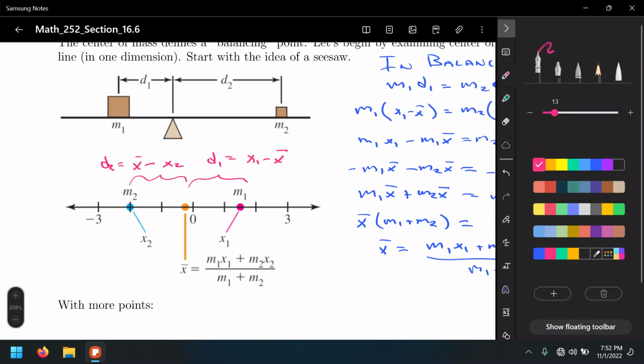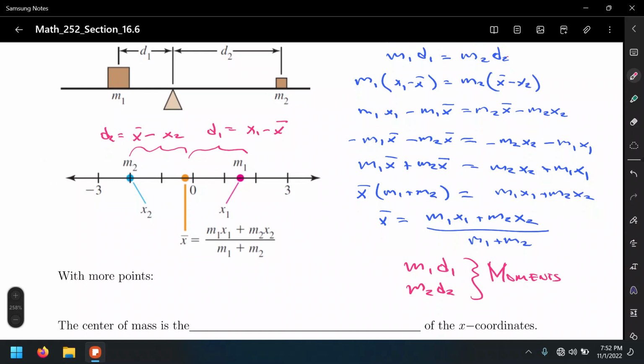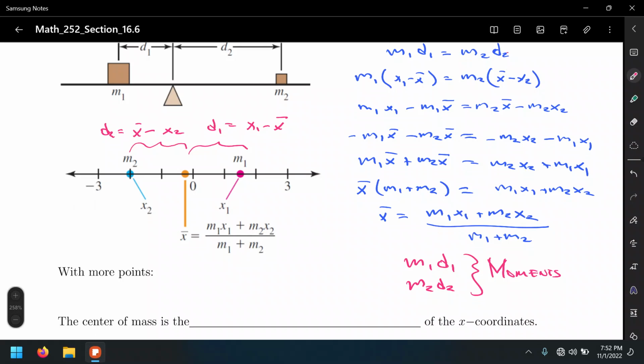So m1 d1 and m2 d2, these are called the moments, or moments of inertia later in 2D and 3D. And this moment, actually in physics, I think you call the moment P, if I'm not mistaken. You use the letter P, not the letter M, which is the product of the mass times the distance. And we're going to use this moment thing to determine something more than just the center of mass, actually the moments of inertia. All right.